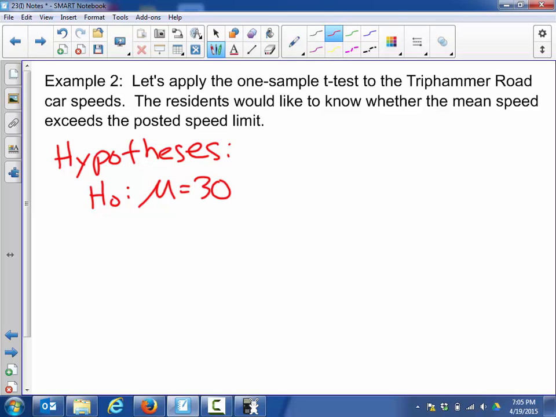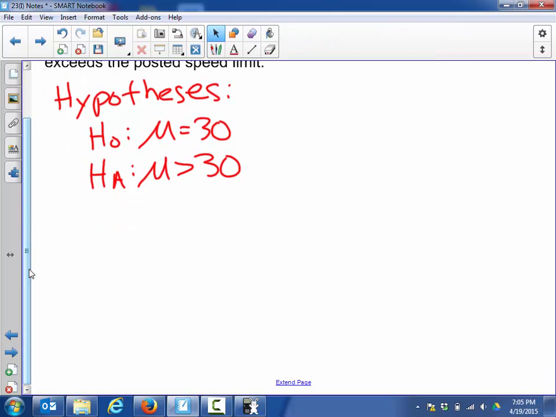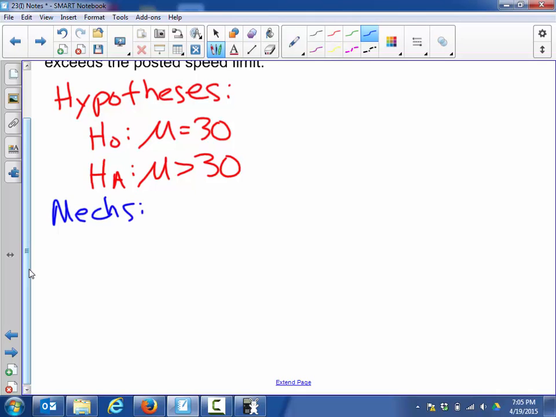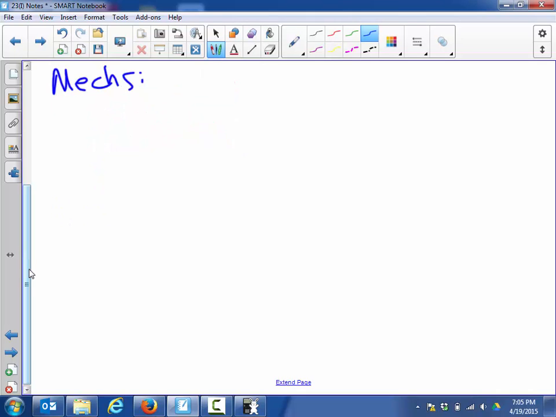With 90% confidence, we believe that it's possible people driving along Trip Hammer Road are going the speed limit, even though your sample mean is a little high. It's still possible. Okay. Second example we're going to do here together. We've looked at a confidence interval. Now let's build a hypothesis test for sample means.